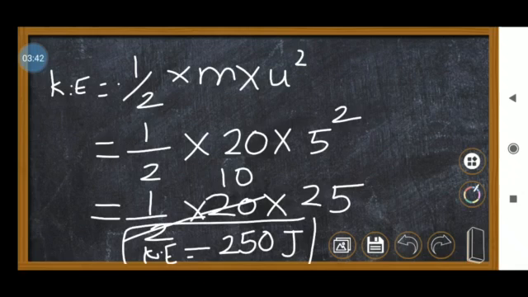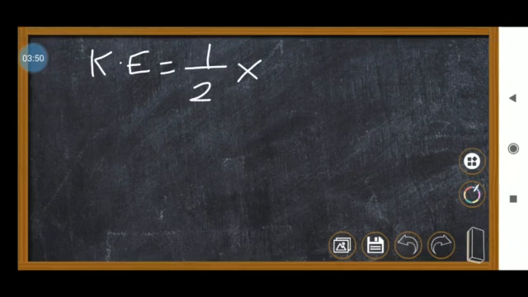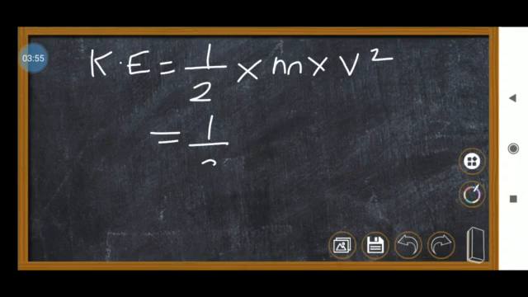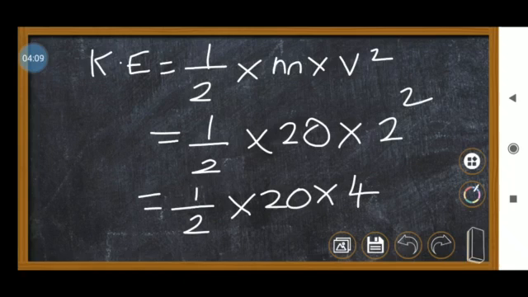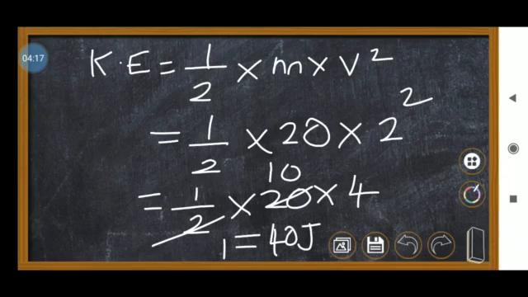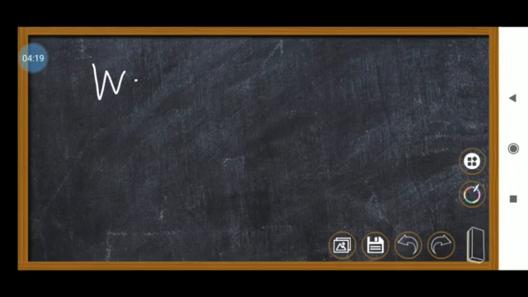Next, for the second case we have to find the kinetic energy. Half into mass into v square. Mass they gave 20 and v they gave 2. So 2 square will come 4, no? So 1 by 2 into 20 into 4. Ten 2s are 20, 10 into 4 is 40. So 40 joule. So work done equal to the change in kinetic energy.